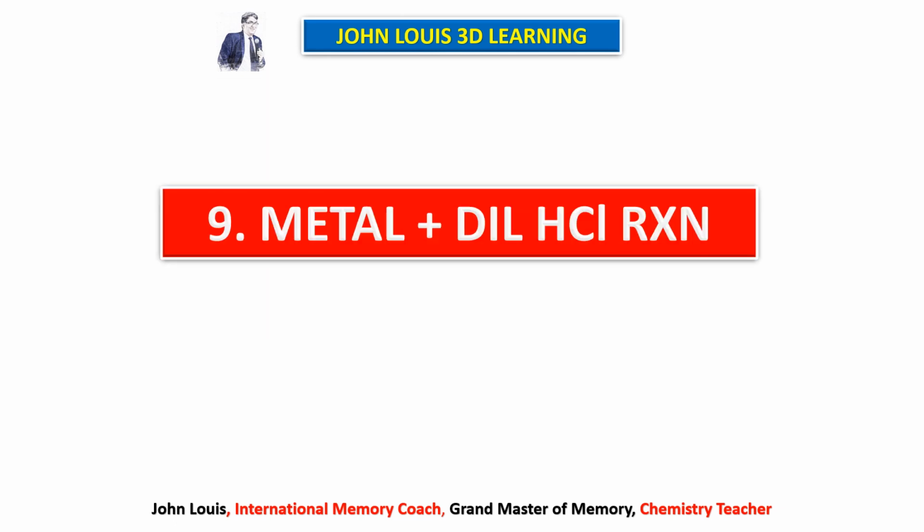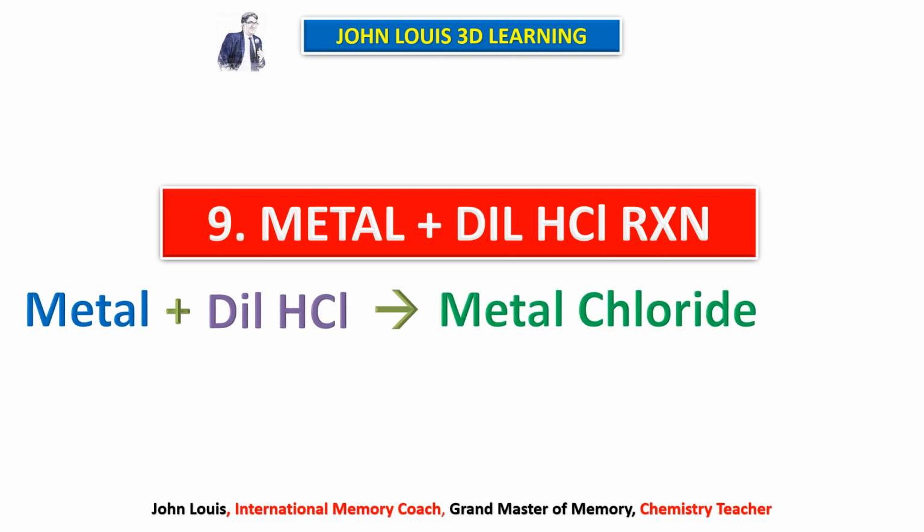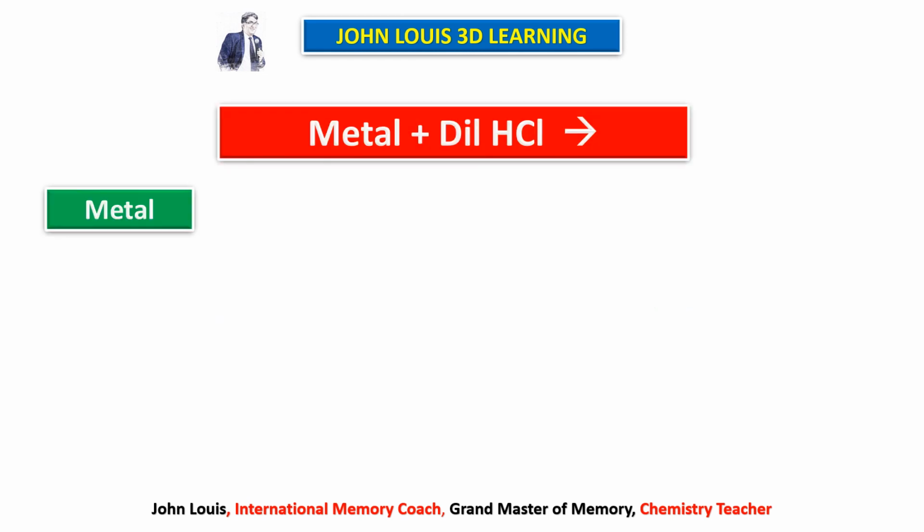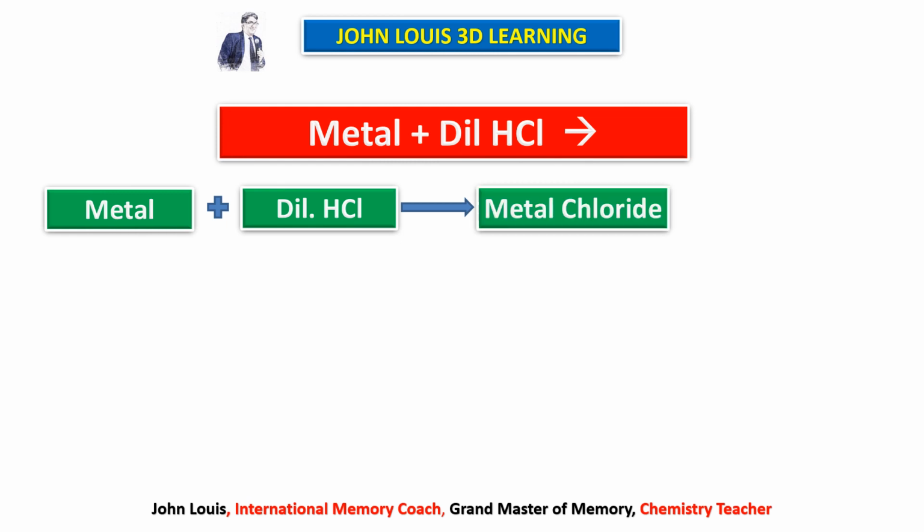What is the first one? Metal plus dilute hydrochloric acid. Here it's a standard rule. We can simply learn the rule and apply. Metal plus dilute hydrochloric acid gives metal chloride plus hydrogen gas. Very simple, you just remember this rule and you can apply it to any metal. So what is the rule? Metal plus dilute hydrochloric acid gives metal chloride plus hydrogen.